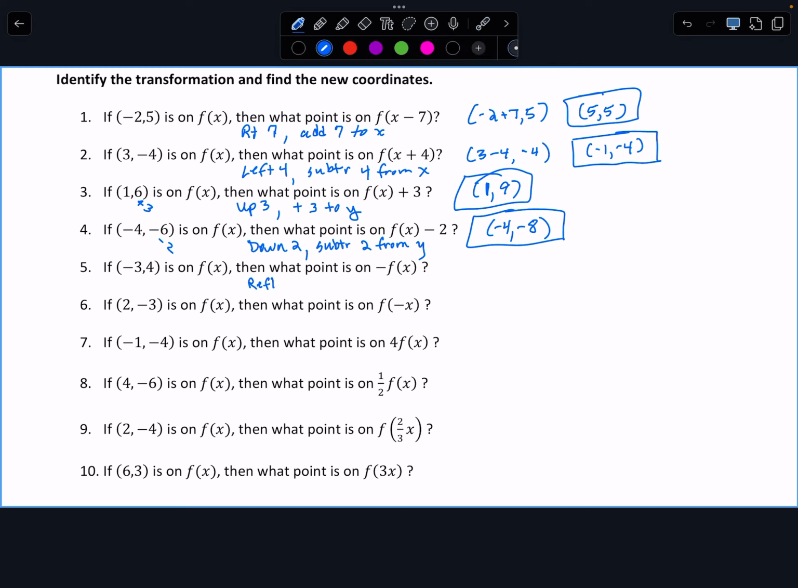And that you are going to multiply y by negative 1. And so this y value is going to be times a negative 1, and you're going to end up at negative 3, negative 4.